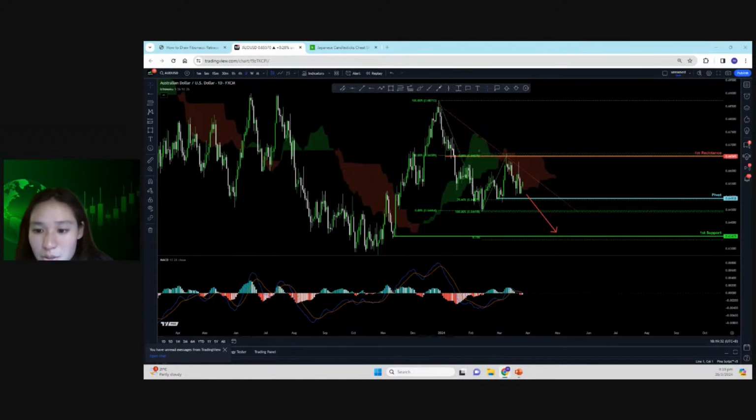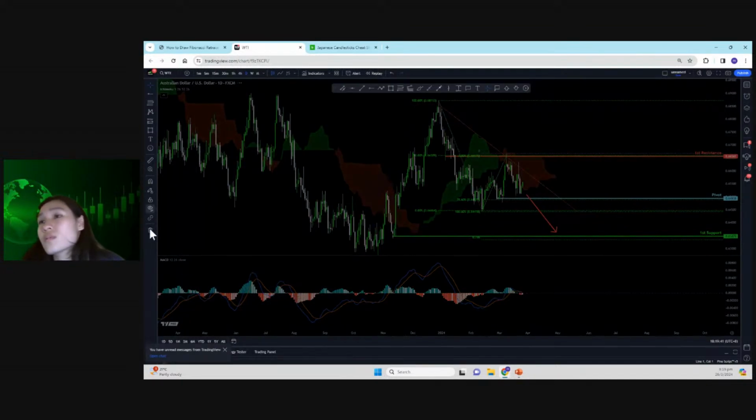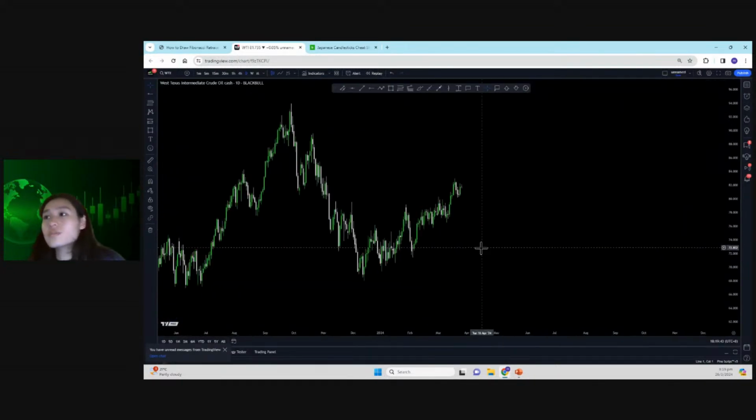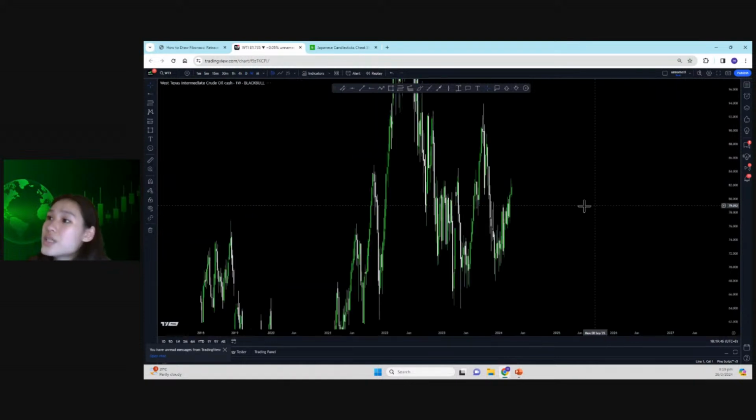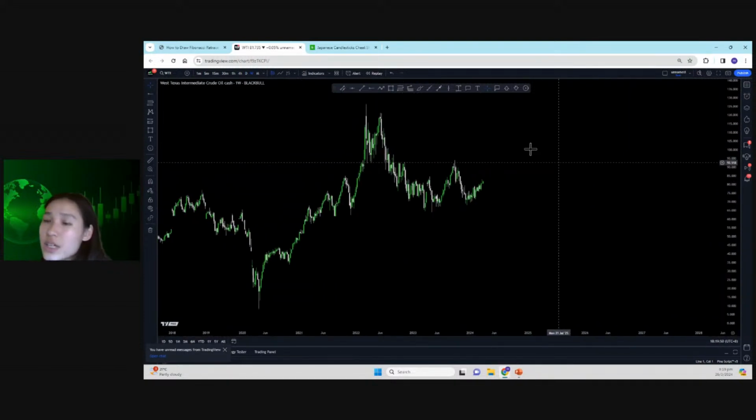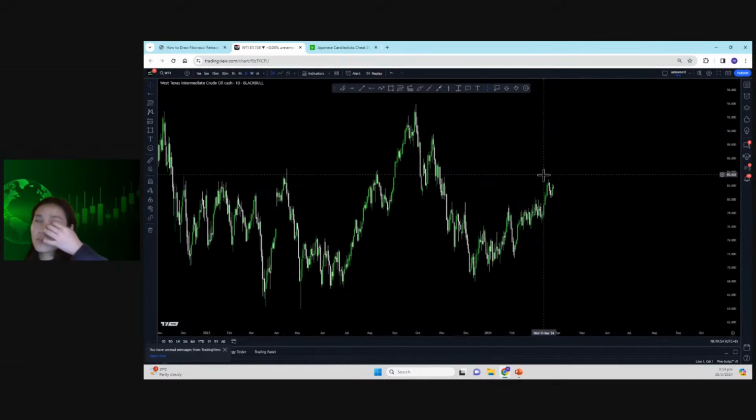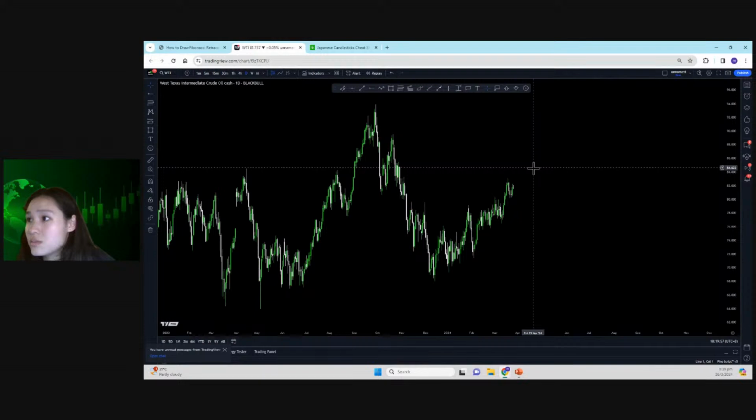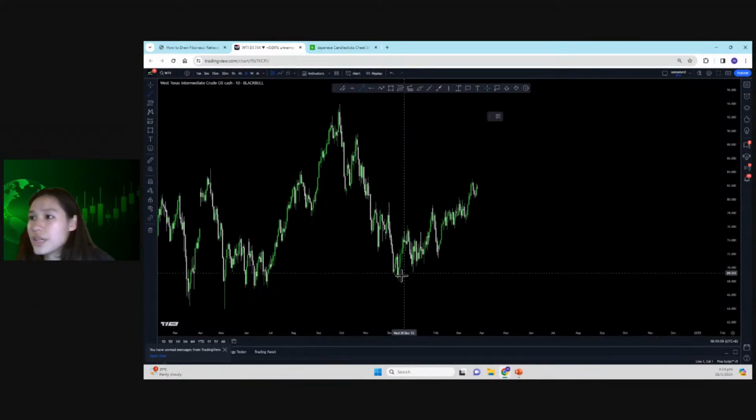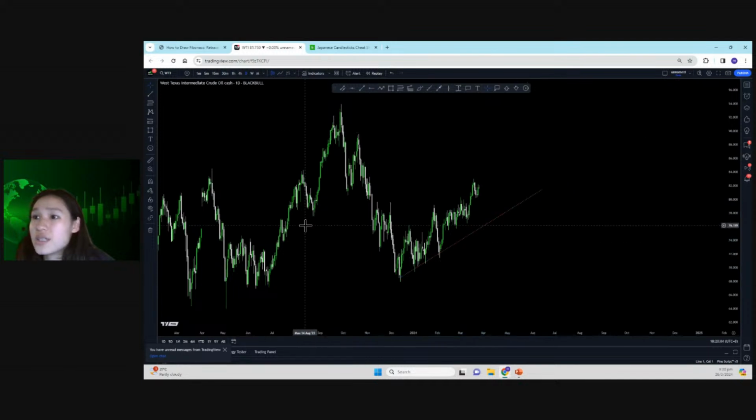Okay, WTI. Yeah, let's take a look at that. So on our weekly time frame, prices are kind of ranging. And on our daily time frame, it looks like price is moving in an ascending trend line.